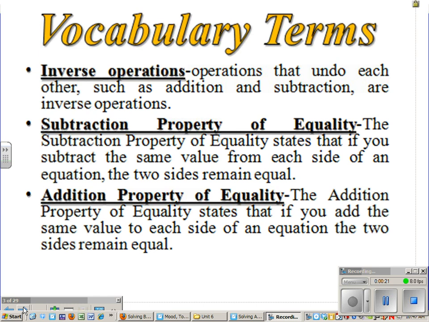The first one is the term inverse operations. Inverse operations are operations that undo each other. So for example, addition and subtraction are inverse operations. They undo each other. Multiplication and division are inverse operations. They undo each other. Like 2 plus 2 minus 2. The plus 2 and the minus 2 negate each other, so it's like it's not even there. Well, it's whatever you added to it.